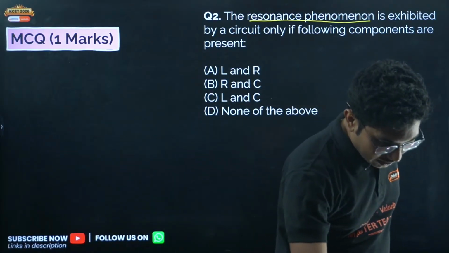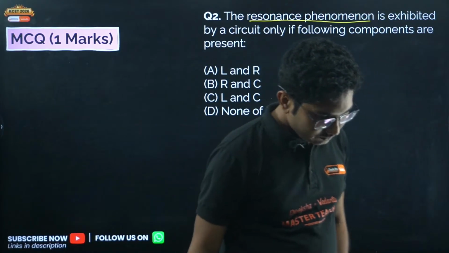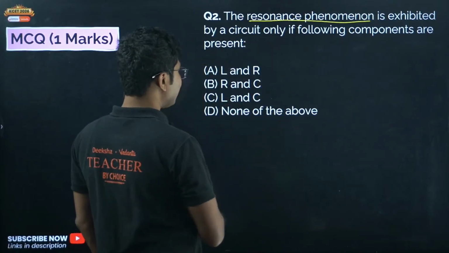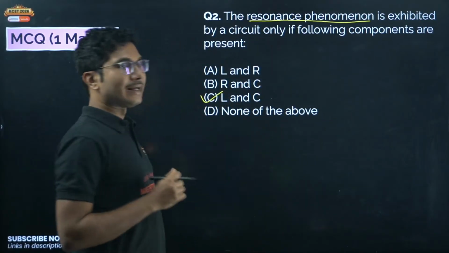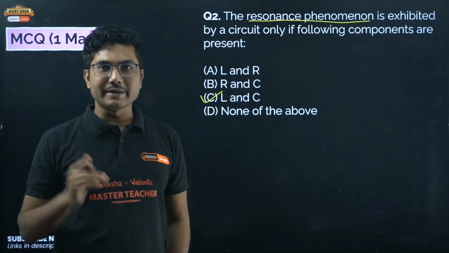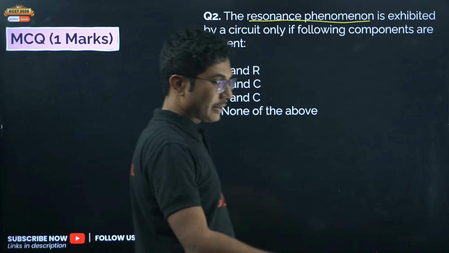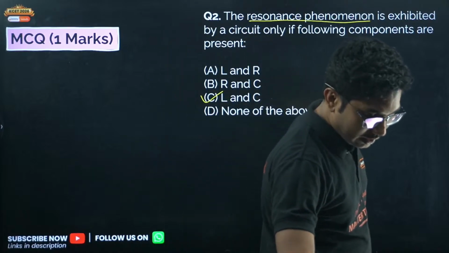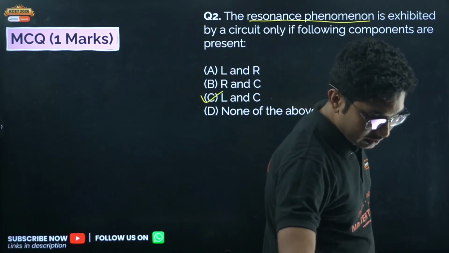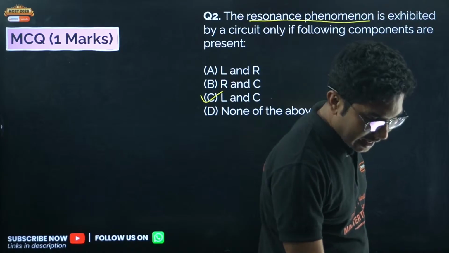Good evening, Prakash. So 2C, yes, L and C are mandatory to have the resonance phenomenon. Okay, so L and C are mandatory to have resonance.